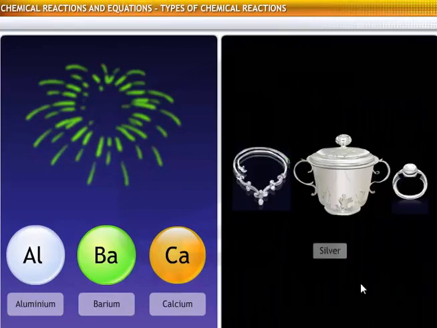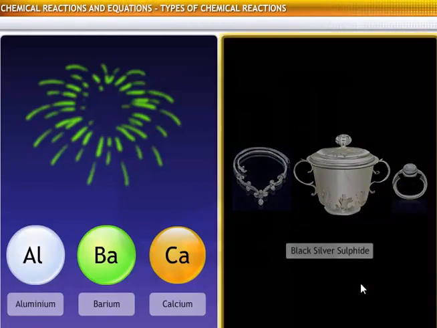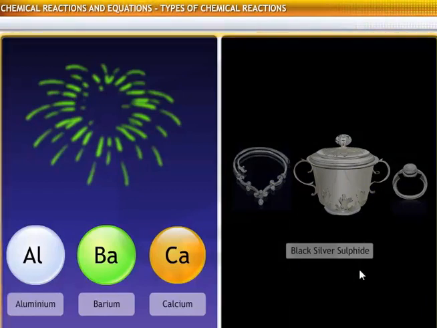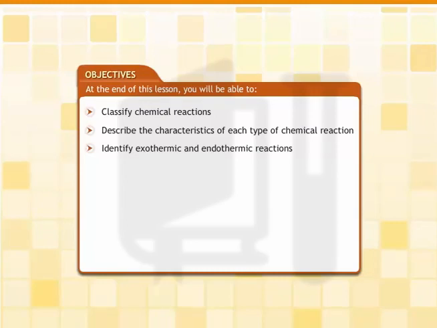Similarly, silver reacts with hydrogen sulfide in air and forms black silver sulfide. Thus, silver combines with sulfur in this reaction. All chemical reactions can be classified based on the different ways in which elements react with each other. In this lesson, you will learn how to classify reactions.